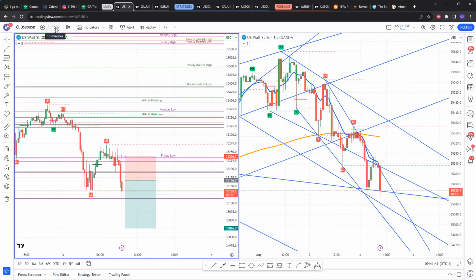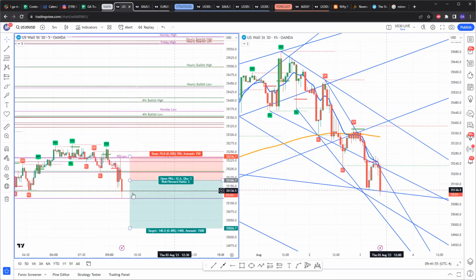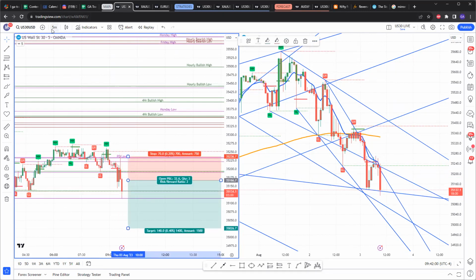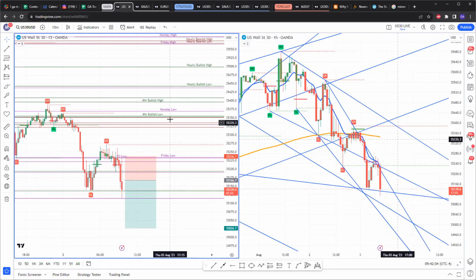Sometimes it doesn't work, though, but most of the time it works. If I see an entry on the 15, I go to the 5 and just take it there. So this would have been the entry on the 5 minute, but I'll just wait on the 15 minute because I'm already late to the game. So I'm hoping it retraces a bit up.